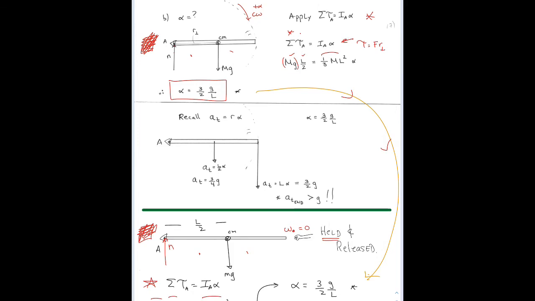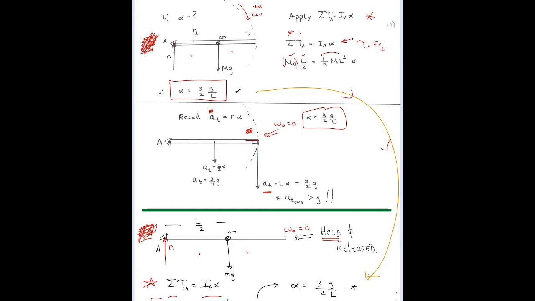Now another interesting thing is if I go back to this picture I had, here is the stick at the vertical. It doesn't matter whether it's moving or whether I let go of it from rest. We just saw that alpha is the same. But if I look at the tangential acceleration at different parts of the stick, remember tangential acceleration is r alpha. The tip of the stick is tracing out a circle, hence it's called a tangential acceleration. It's tangent to the radius, tangent to the circle.